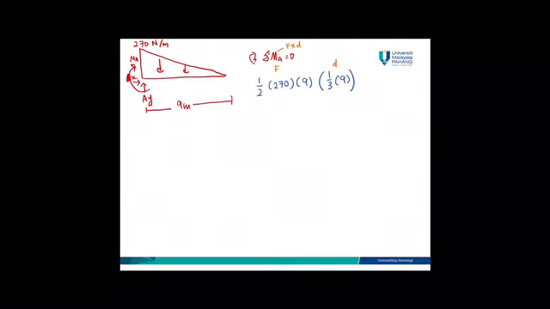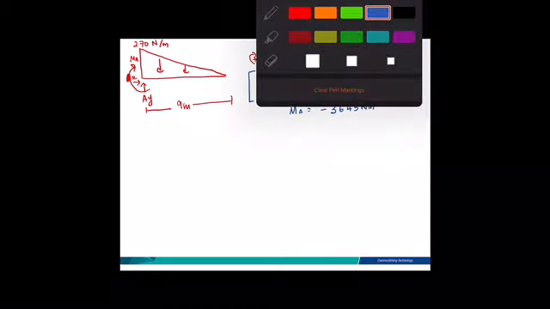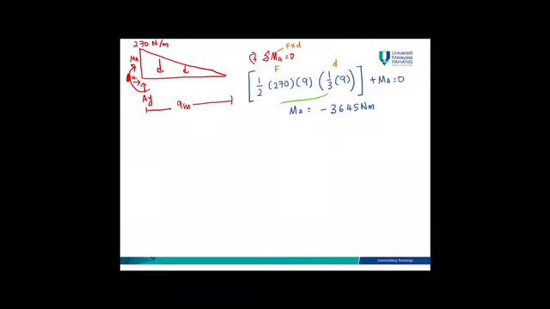This is your distance, and then this is for triangle, plus MA is equal to 0. MA is equal to negative 3645 Newton meter. Why 1/3? 1/3 here because of the centroid of triangle.